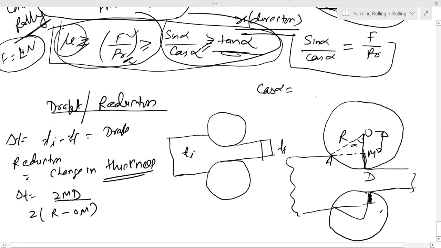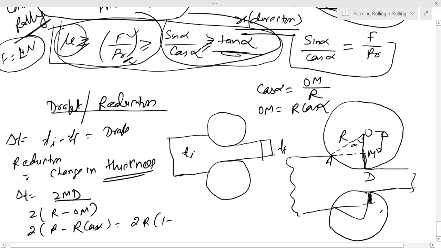Cos alpha is om divided by r. So om is equal to r cos alpha. So we can write 2 times r minus r cos alpha, so 2r(1 minus cos alpha). So this is your one reduction, change in length.